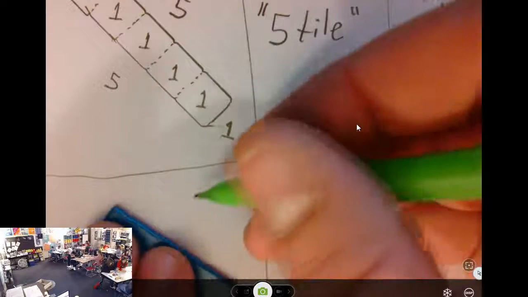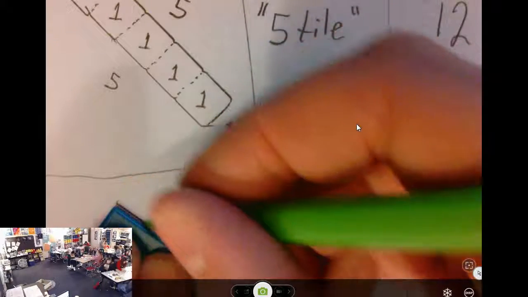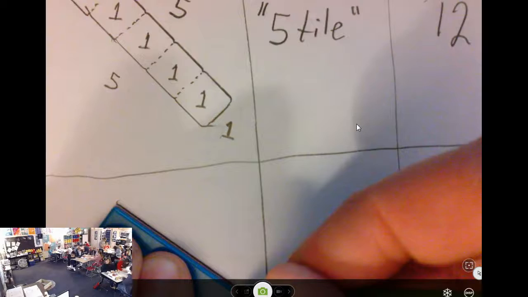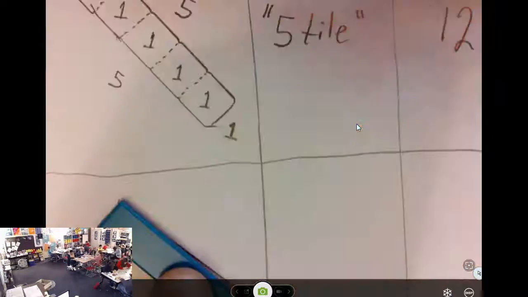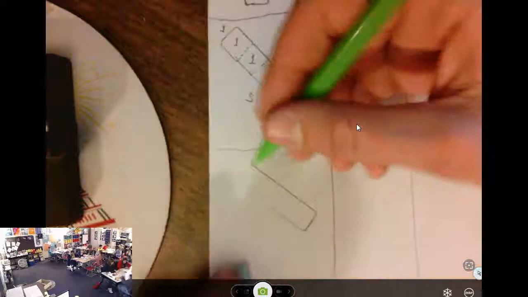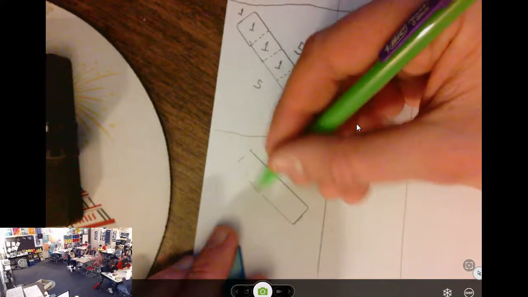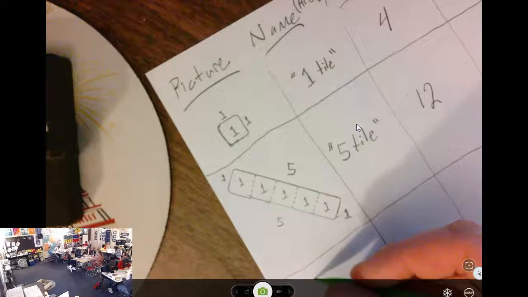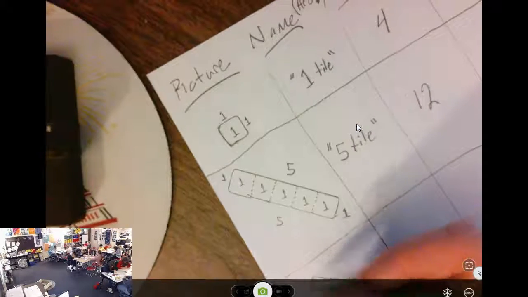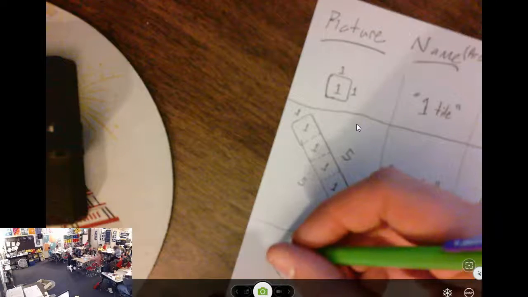So trace it. If I was you, I would do it diagonally so you're not trying to line it up with graph paper. Should we do this with the other color? Yes, the other color, because we don't know what this is. Your 1 tile and your 5 tile should be a certain color.